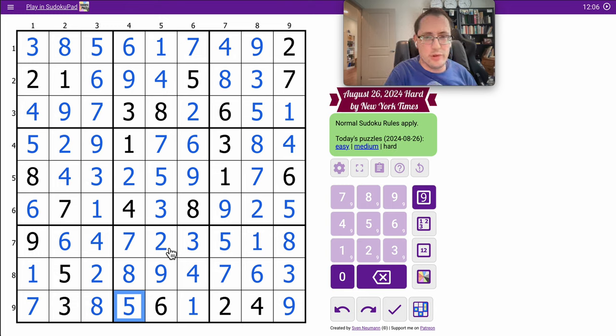Yeah, this was relatively straightforward, and if I'd been on the ball with my scanning, I might have gotten this done in under 10 minutes, but let me know how you did in the comments.